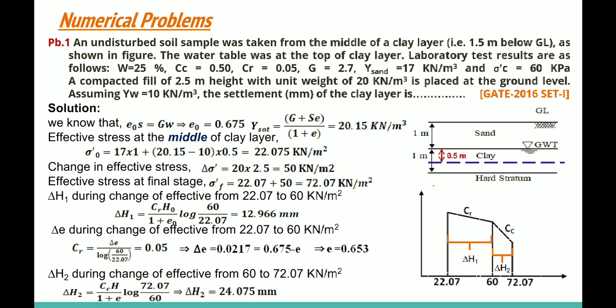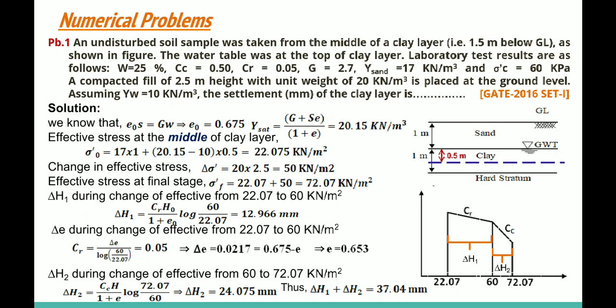Right? So we can calculate the total settlement by adding these two values. So we get 37.04 mm. 37.04 mm. Are you getting my point? See, maybe in this problem you can get confused. So why have we calculated the initial void ratio? The initial void ratio changes between the first and second stage. Are you getting my point?